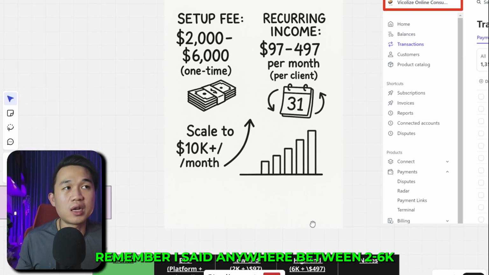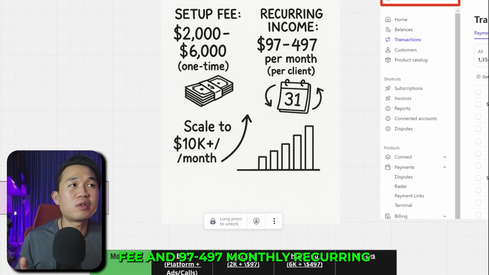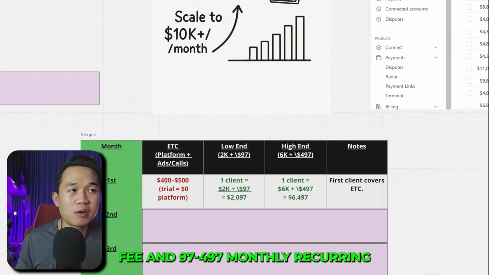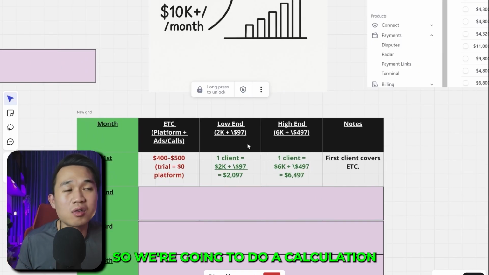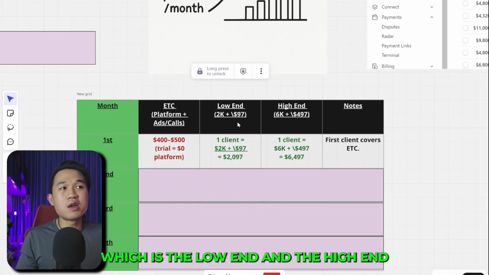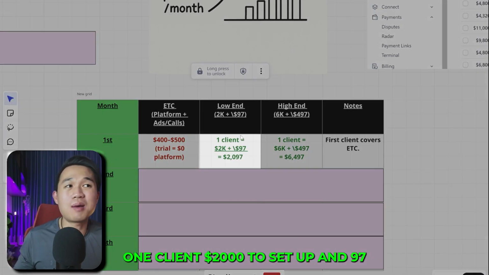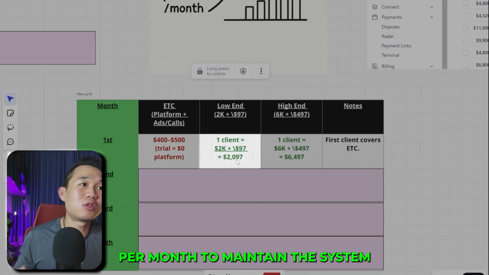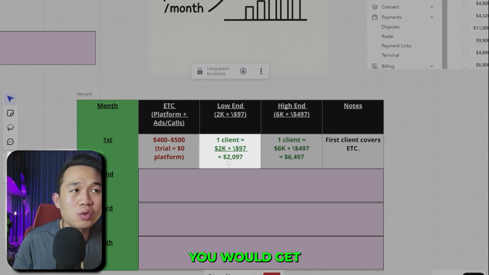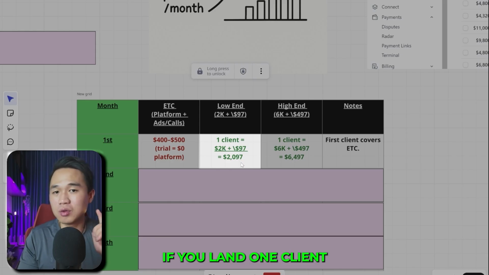Remember I said anywhere between 2 to 6K one-time setup fee and $97 to $497 of monthly recurring, right? So we're going to do a calculation based on the two scenarios, which is the low end and the high end. The low end here is where you charge one client $2,000 to set up and $97 per month to maintain the system. So in total, you will get $2,097, right, on your first month if you land one client.